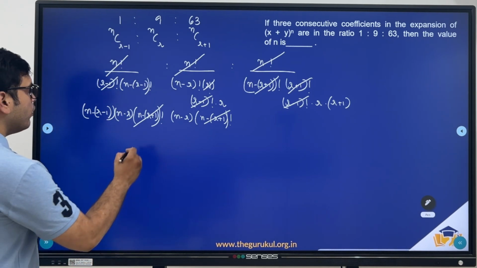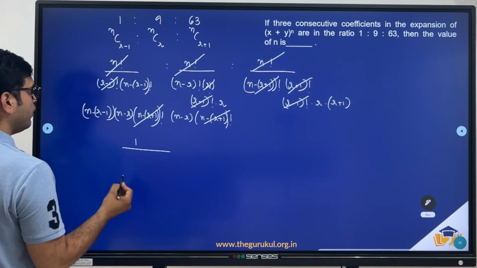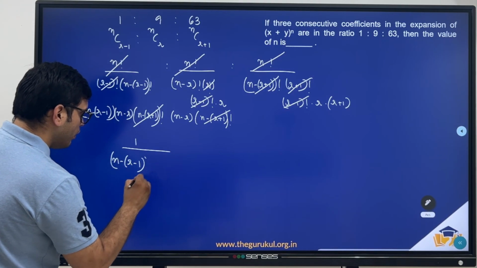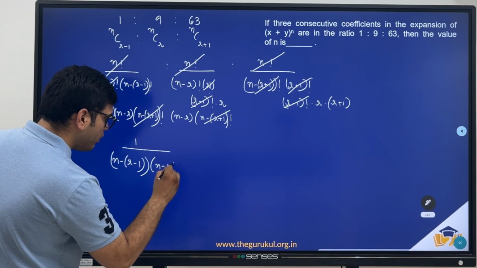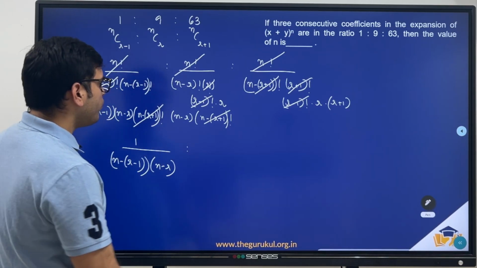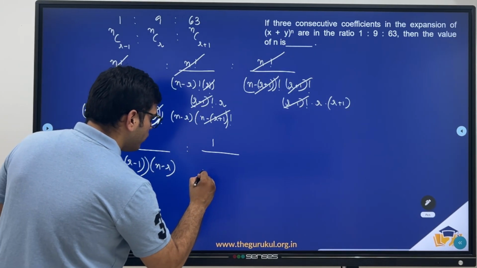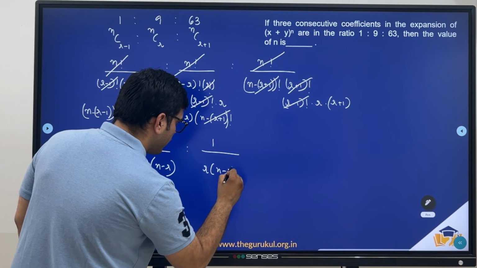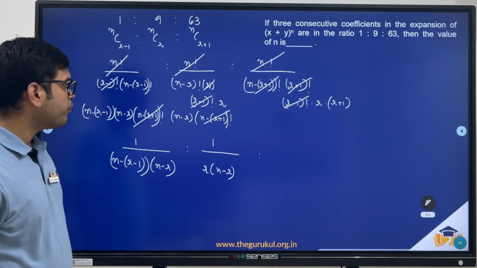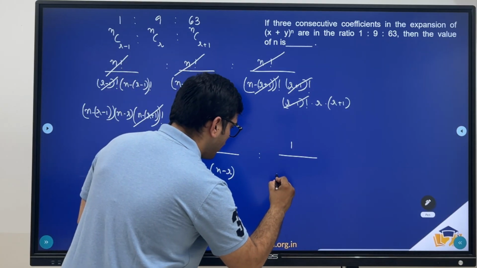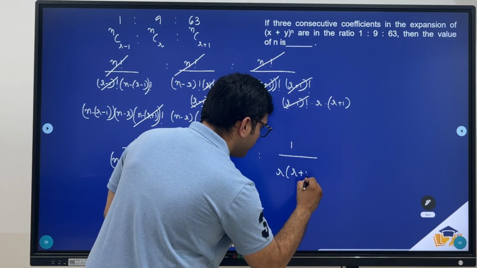Then what do we have? 1 by n minus r minus 1 into n minus r is to 1 by r into n minus r is to 1 by r into r plus 1.